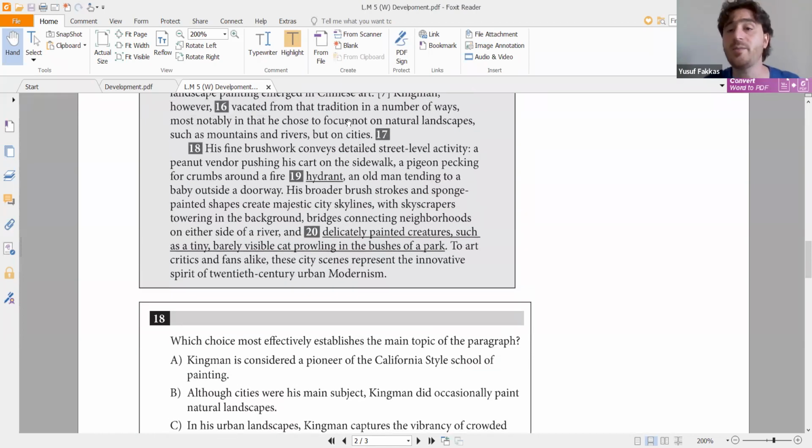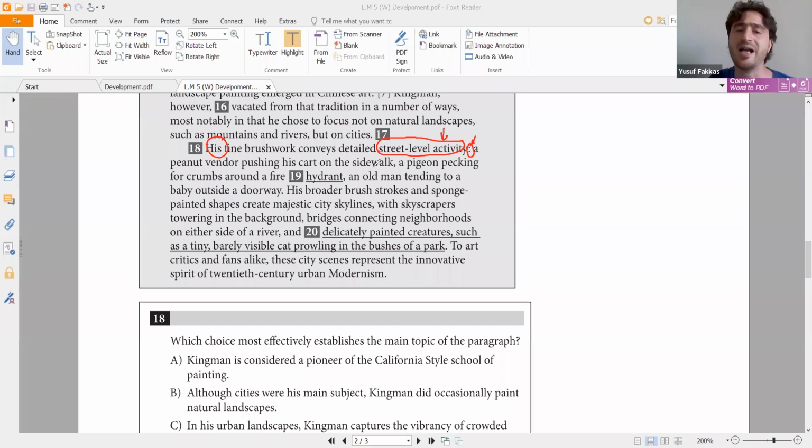They will not help you in any way. As we agreed, to know what the main idea is, you should read the supporting details. So let's look at how we can do it. This is the first supporting detail. His fine brushwork conveys, of course, we are talking about Kingman, the painter, detailed street level activity. That's my first key phrase. And then look, we talked about colons. Here they use the colon to introduce a list of examples. What do they mean by detailed street level activity? A peanut vendor pushing his cart on the sidewalk.